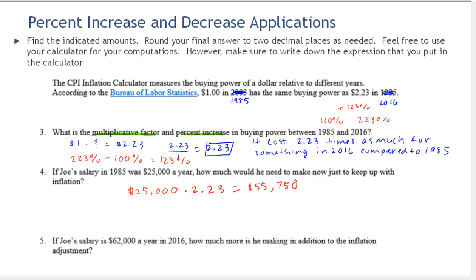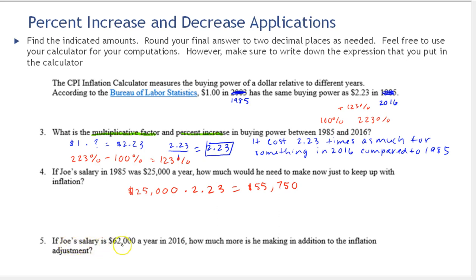So one way to think of this is if Joe started his job in 1985 and made $25,000, even if he got a whole bunch of raises up to 2016, his new salary is $55,750, it basically is just adjusting for cost of living. So he's not really any better off with this amount of money than he was in 1985 with $25,000 because of the cost of items. So let's look at the next one.